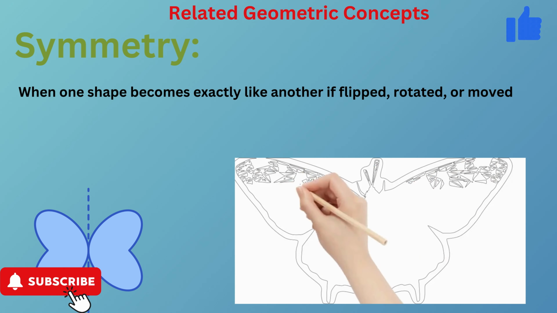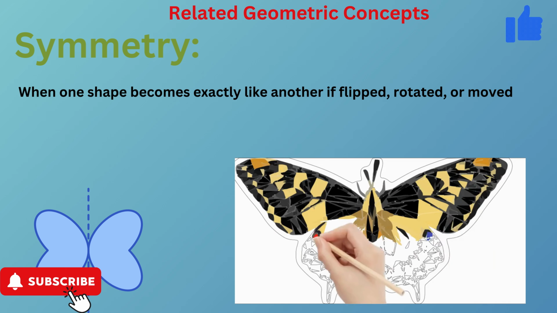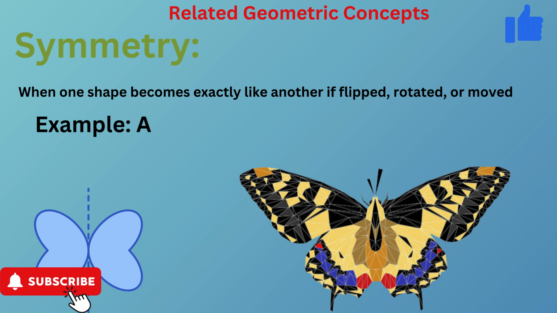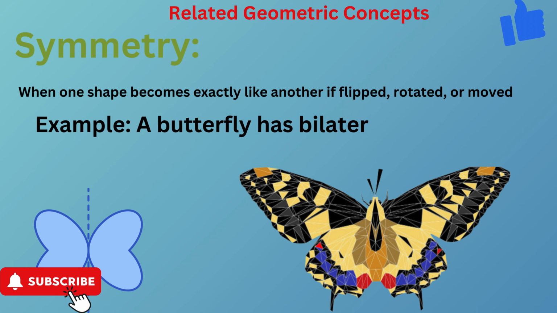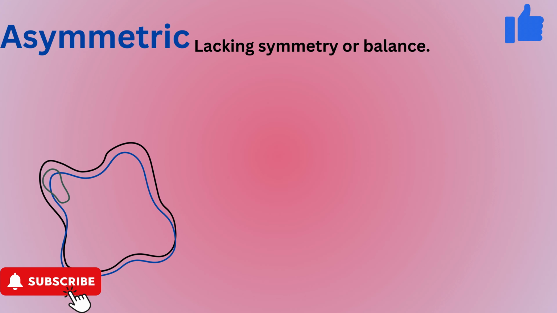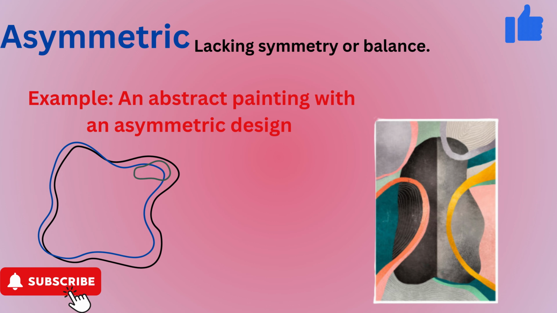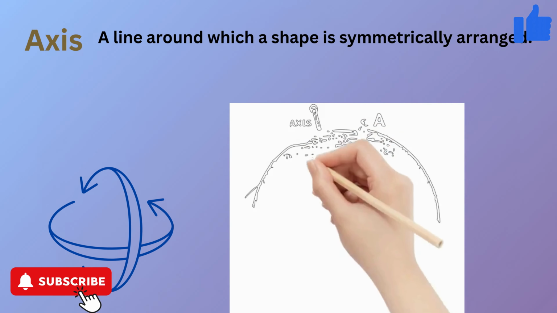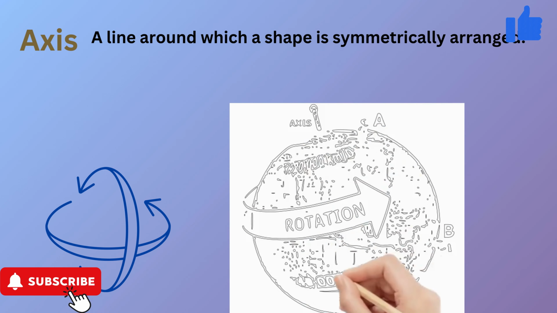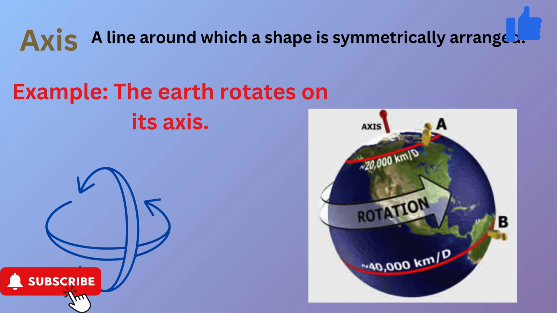Related geometric concepts. 1. Symmetry. When one shape becomes exactly like another if flipped, rotated, or moved. Example. A butterfly has bilateral symmetry. 2. Asymmetric. Lacking symmetry or balance. Example. An abstract painting with an asymmetric design. 3. Axis. A line around which a shape is symmetrically arranged. Example. The Earth rotates on its axis.